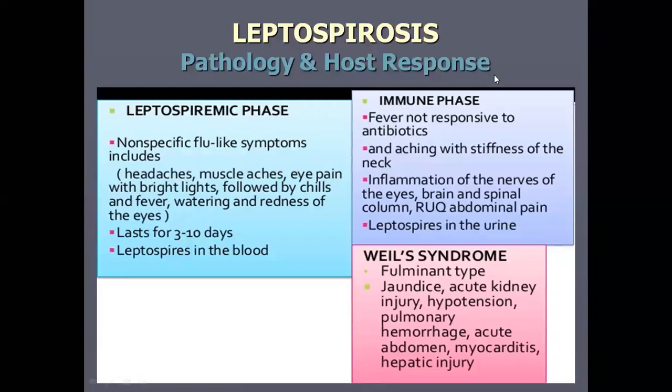Then in the later phase, what we call the immune phase, fever is not responsive to antibiotics. There is stiffness of the neck because of involvement of the meninges, and inflammation of the nerves, eyes, and brain, and Leptospira in the urine. So in the acute phase, if you want to identify the organism, you will have to go for a blood specimen. In the later stage, when there is the immune phase, you will have to look for Leptospira in the urine. And this is what we call Weil syndrome. It's a fulminant type: jaundice, pulmonary hemorrhage, acute abdominal pain, myocarditis, and this is the immune response of the disease.